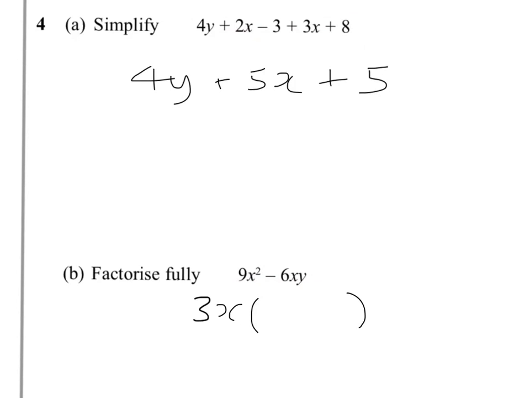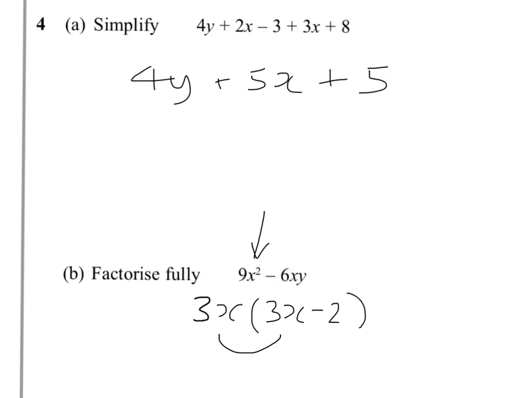And now we need to write things in the inside that when we multiply out the brackets give us 9x squared minus 6xy. So we've got to ask ourselves, what do we multiply 3x by to get 9x squared? Well, we've got 3x, so we're going to need another 3 to get the 9, and we're going to need another x to get the x squared. So 3x times the 3x will give you a 9x squared. Now the 3x times something gives us minus 6xy, so we're going to need a minus sign in the middle. To go from 3 to 6 we're going to need a 2.